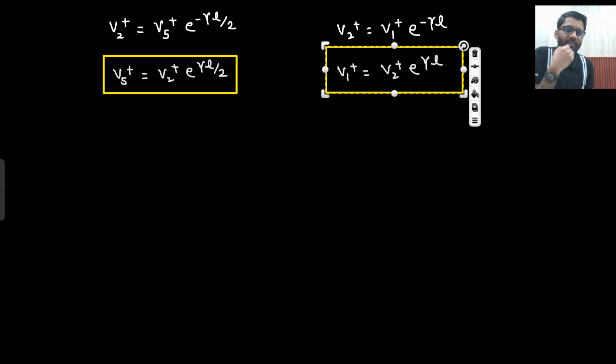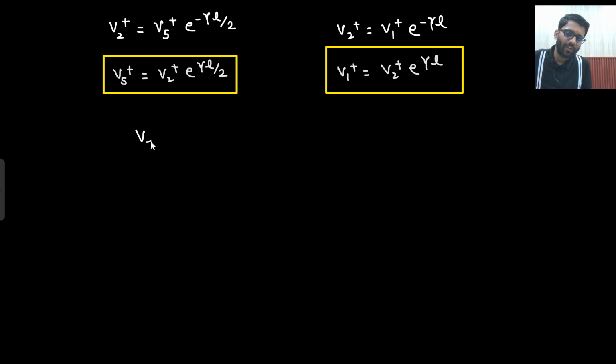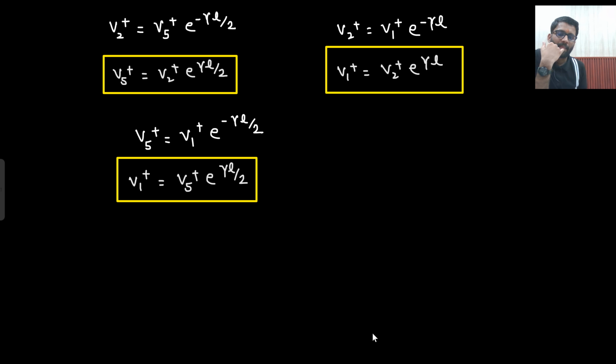Now what about the relation between V1 plus and V5 plus? You will say, when V1 plus travels down a distance of L by 2, it becomes V5 plus. So this will be your V5 plus. Or you can write down that my V1 plus is equal to V5 plus e to the power gamma L by 2. So anything you can write down.